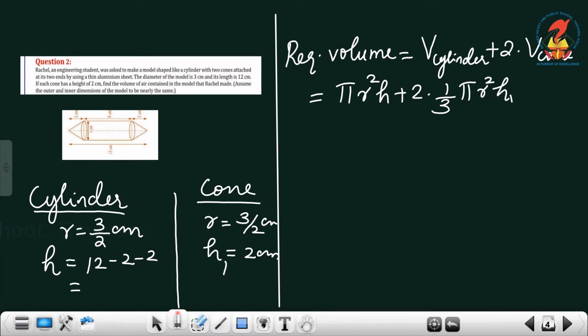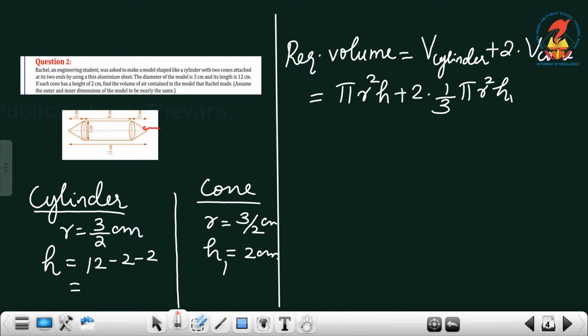Rachel, an engineering student, was asked to make a model shaped like a cylinder with 2 cones attached. The diameter of the model is 3 centimeter and its length is 12 centimeter. Total length is given as 12 centimeter. If each cone has a height of 2 centimeter, find the volume of the air contained in the model that Rachel made.